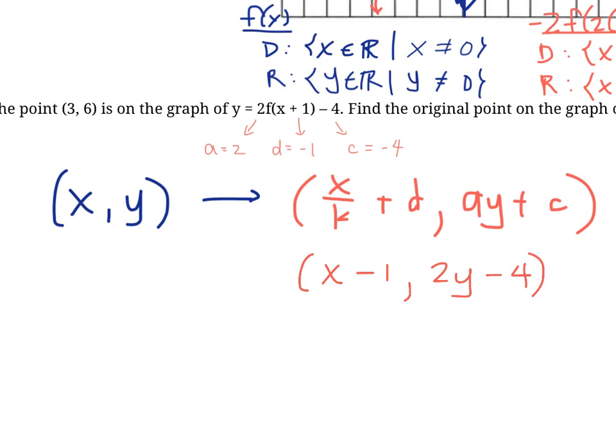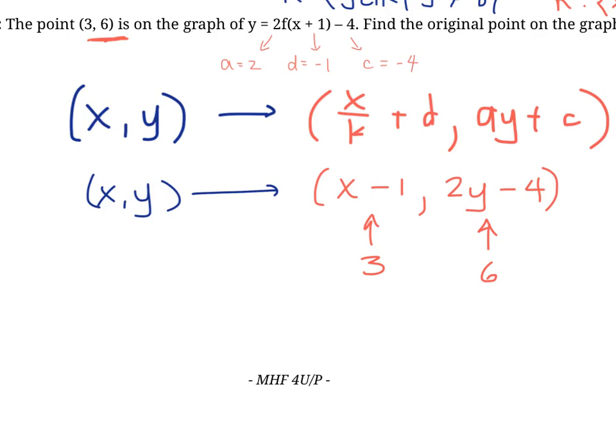There we go. So some point (x, y) gets transformed to this, right? We know, though, that this value here is equal to 3, and this value here is equal to 6, right? Because that's given in the question. So essentially, if we know that that's equal to 3, that's equal to 6, we should be able to solve these as equations, right? Very, very simple equations. So essentially what we're saying is that 3 is equal to x minus 1, and then 6 is equal to 2y minus 4. So we should be able to find our x and our y values from this.